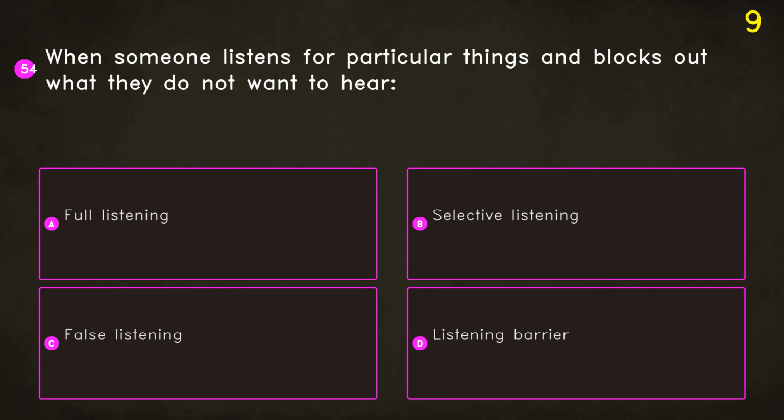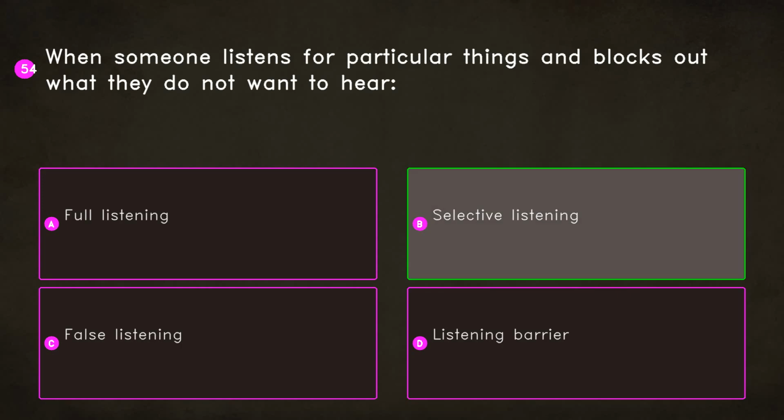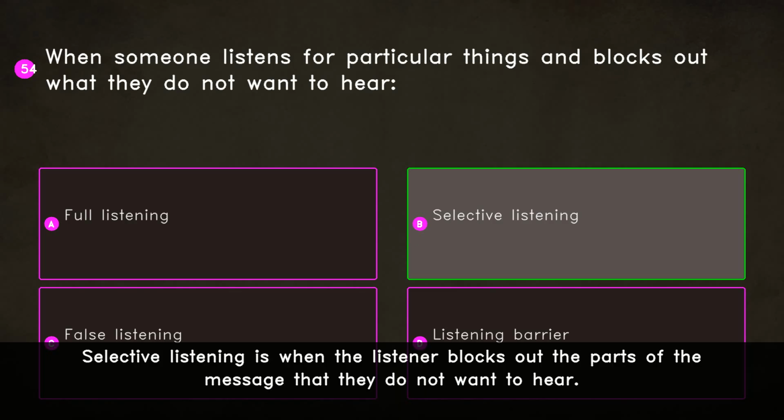Question 54. When someone listens for particular things and blocks out what they do not want to hear, it is A. A full listening. B. Selective listening. C. False listening. D. Listening barrier. The correct answer is selective listening. Selective listening is when the listener blocks out the parts of the message that they do not want to hear.